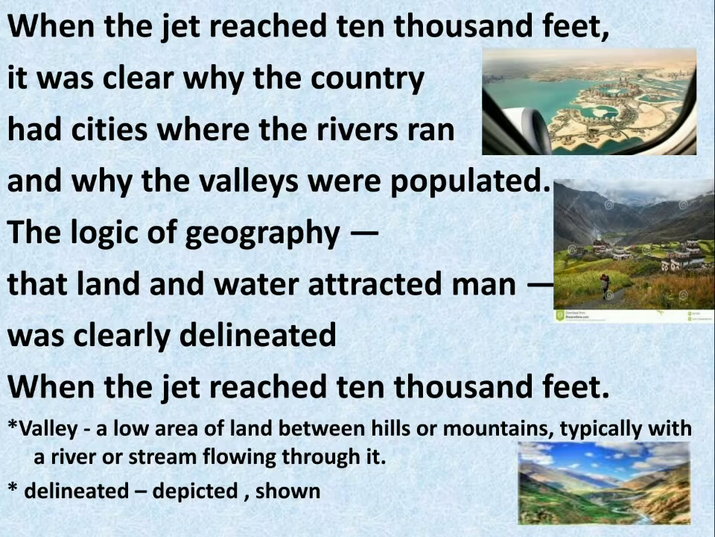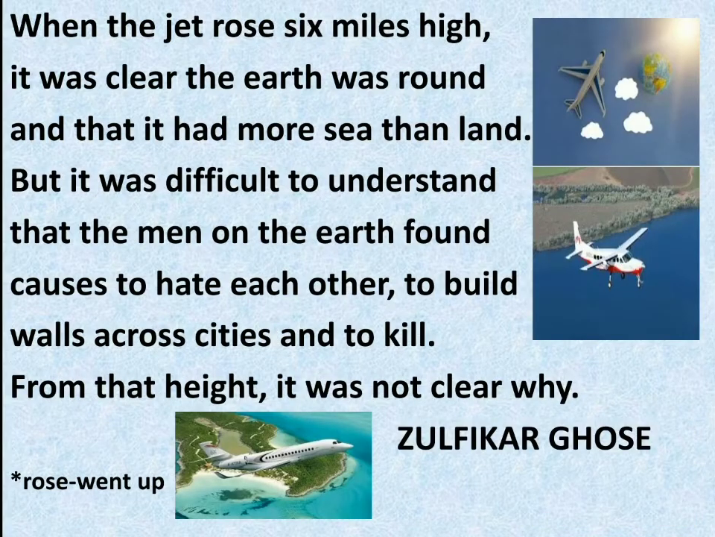Now we'll move on to the next stanza. When the jet rose 6 miles high, it was clear the earth was round and that it had more sea than land. So here in the third stanza, the poet says that when the airplane was at the height of around 6 miles, it became clear that the earth is round and that it had more sea. That means it had more water than land.